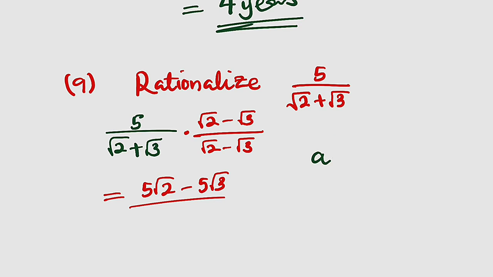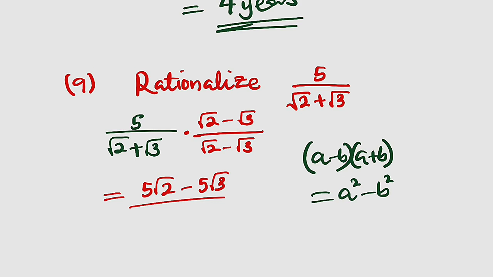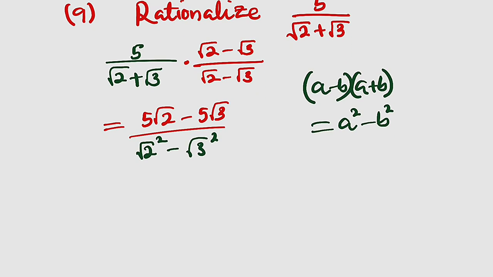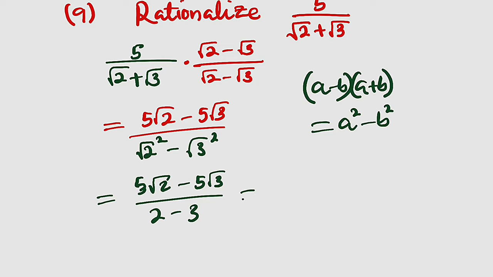So remember, if you have a minus b multiplied by a plus b, this is equal to a squared minus b squared, difference of 2 squares. So we are going to apply the same principle here. We have root 2 squared minus root 3 also squared. This is equal to 5 root 2 minus 5 root 3 divided by root 2 squared is 2 minus root 3 squared is 3. This is equal to 5 root 2 minus 5 root 3 divided by negative 1.